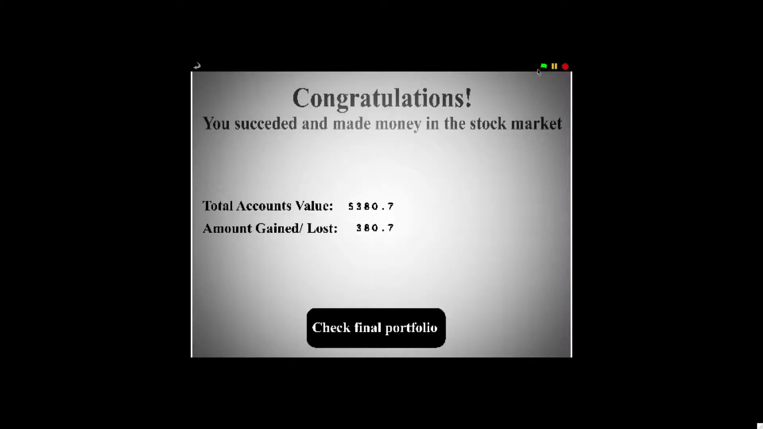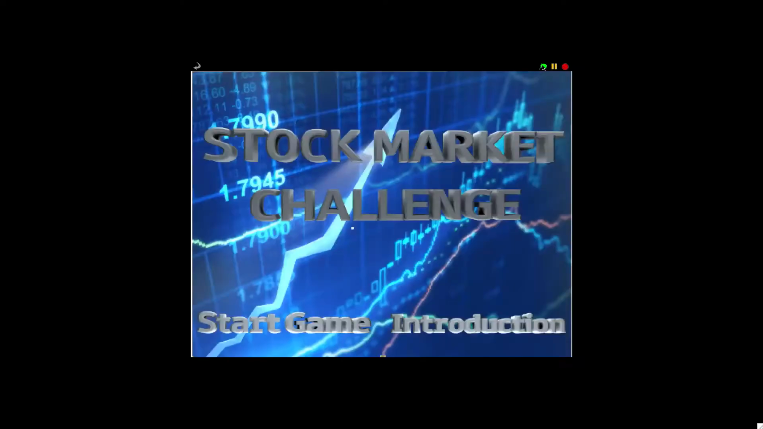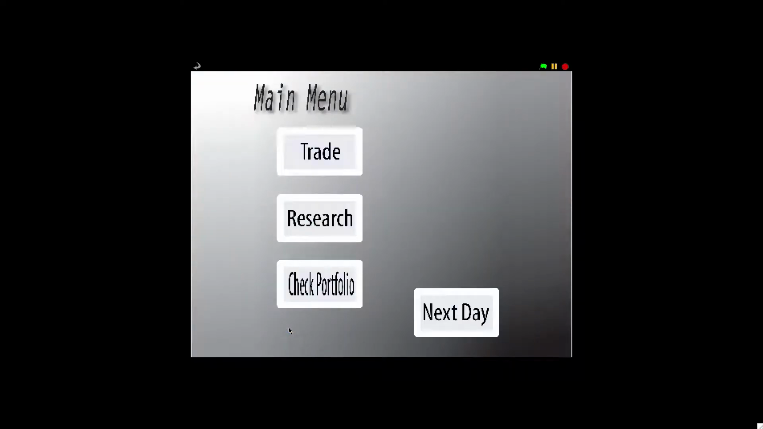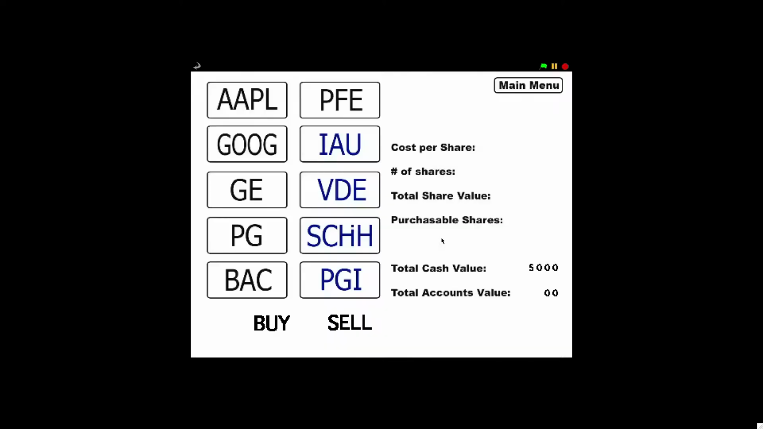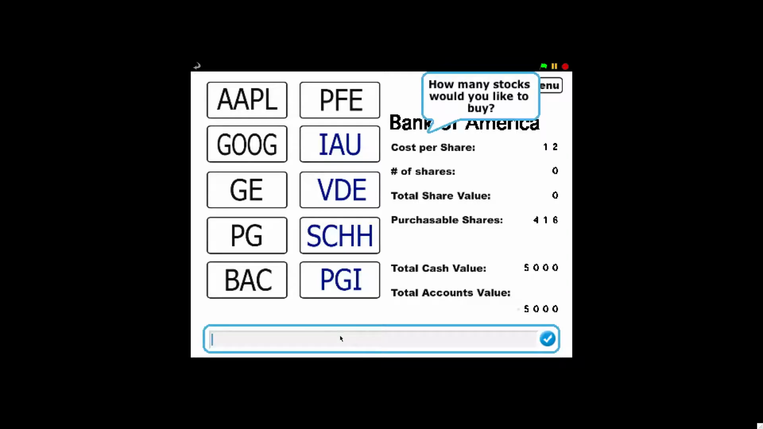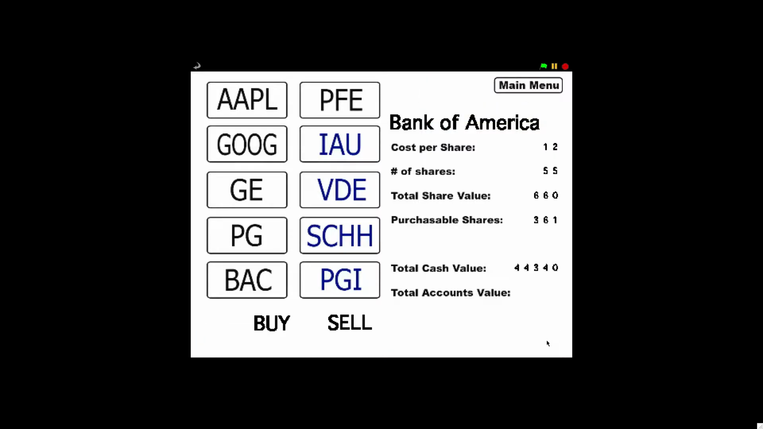Okay, let's go through and see what happens when we lose. If I just invest in one stock that at the end is lower than where it is at the beginning, then we'll lose the game. So I'm just going to buy. When the housing market crashes, Bank of America bottoms out. That's a hint for you. So we're just going to buy some of these and see what happens.